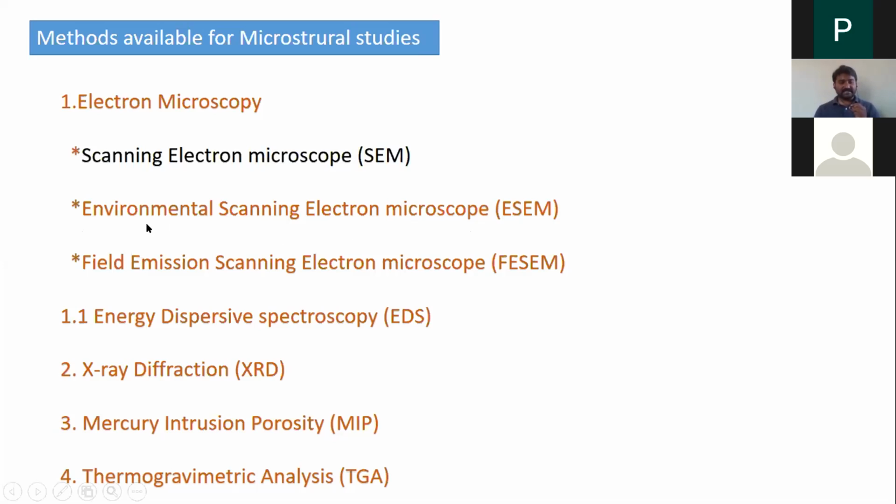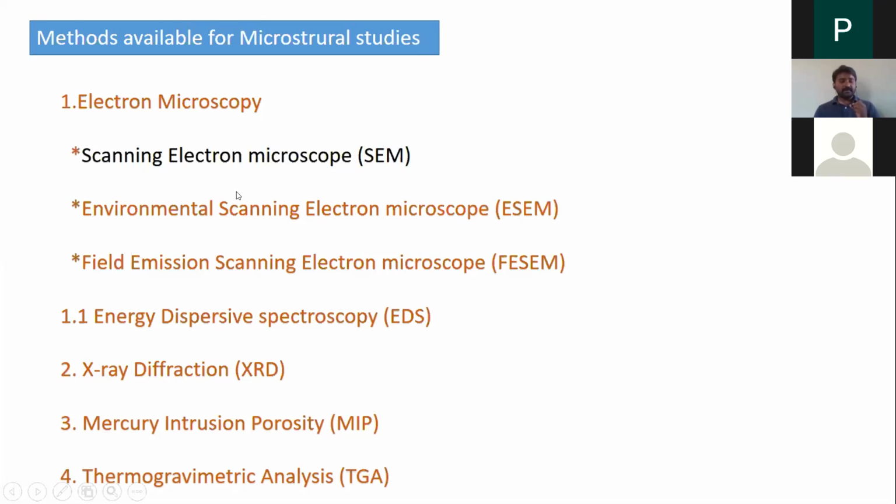You can even study the cement paste, how the cement paste sets, what are the products that are forming at different hours. That you can study using an environmental scanning electron microscope. Very rarely they are available and they are very costly. The next one is a field emission scanning electron microscope.